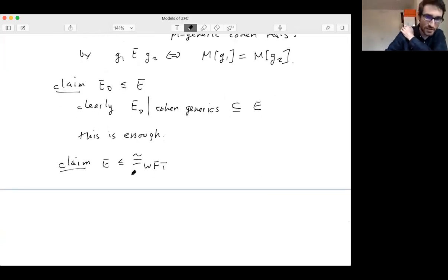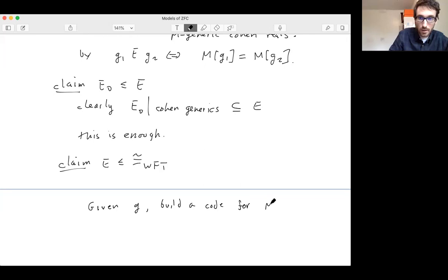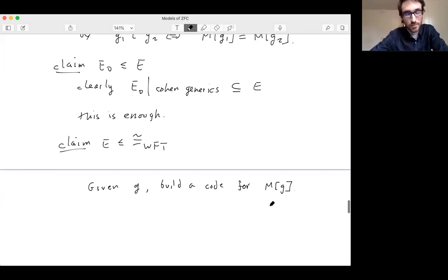And so then for the second claim, this one is more direct. So given G, build a code for M of G. Okay, so this can be done in a Borel fashion just because the forcing relation is definable. It's arithmetic over M. So from G, we can build a code for the model M of G.